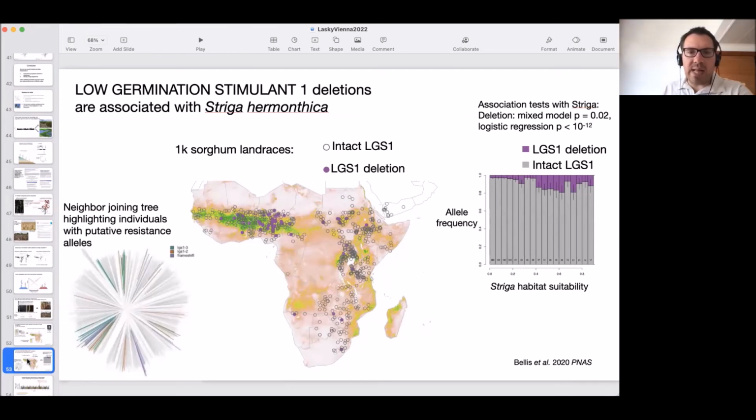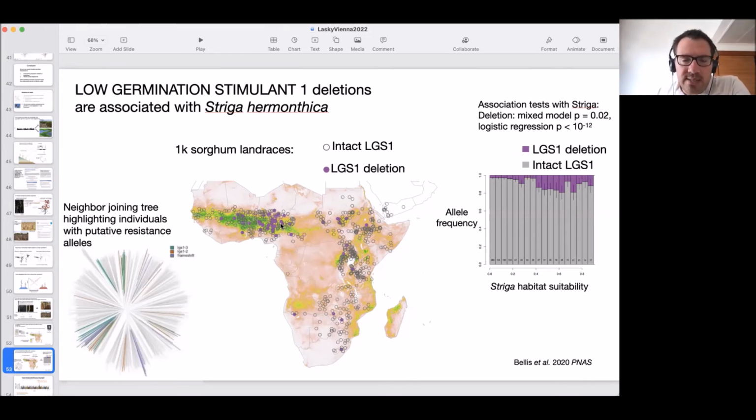So on this plot here in the middle, I'm showing you the map of Africa, where the underlying surface is the prevalence of Striga, or the suitability for Striga, where green means more Striga, which is their parasite. And each circle is a sorghum landrace. And the circles are colored according to whether they have the intact susceptible allele at this gene, called LGS1, or whether they have the deletion allele, which is the putative resistant allele.